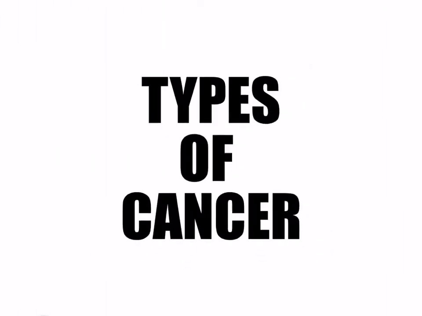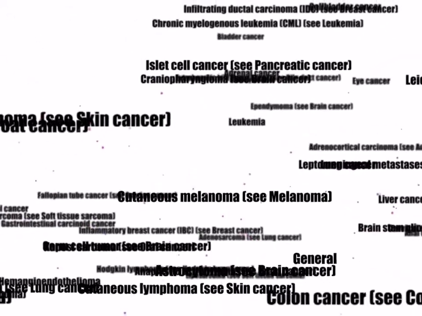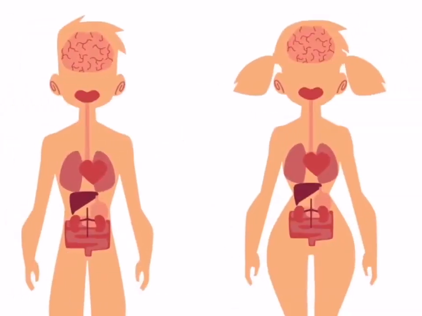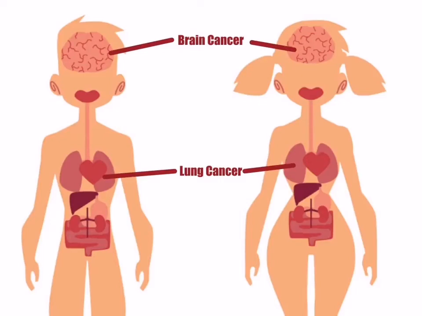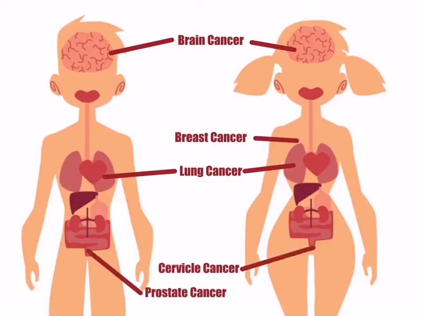Types of cancer. Cancer is not just one disease. There are more than 100 types of cancer. Types of cancer are usually named for the organs or tissues where the cancers form. For example, lung cancer starts in cells of the lung, and brain cancer starts in cells of the brain. Prostate cancer, breast cancer, cervical cancer, and many others, including childhood cancer, which are cancers that affect children.